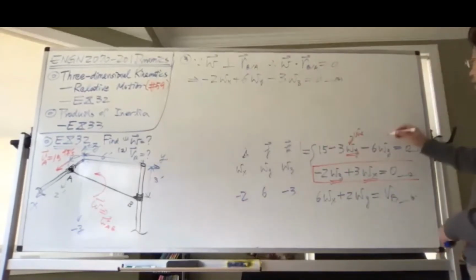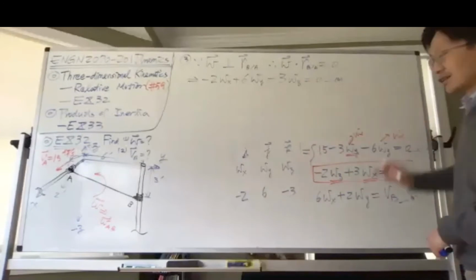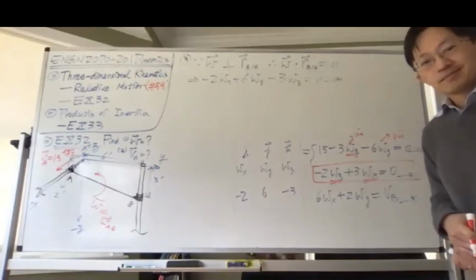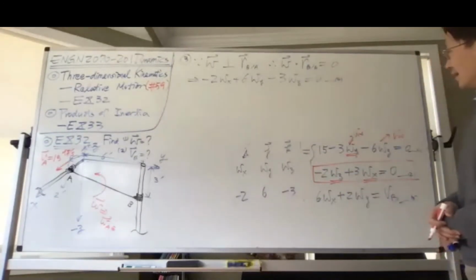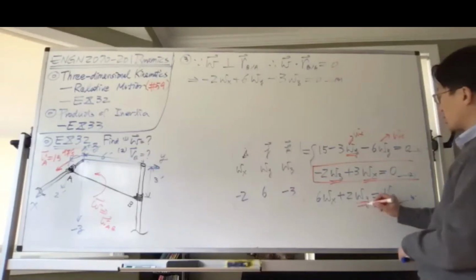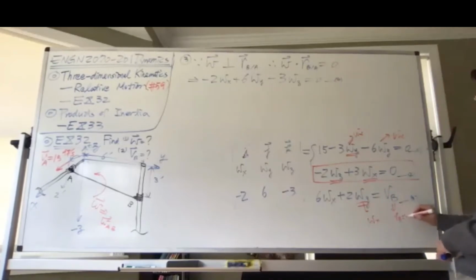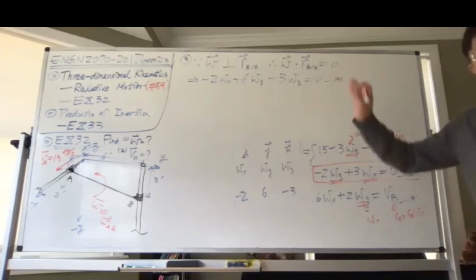And from here, you can get this omega z in terms of omega x. So everything will be written as omega x. Correct? Now you have this, and you can come back to here to replace omega y with omega x. So in this case, VB will be written in terms of omega x. Then we can solve it.